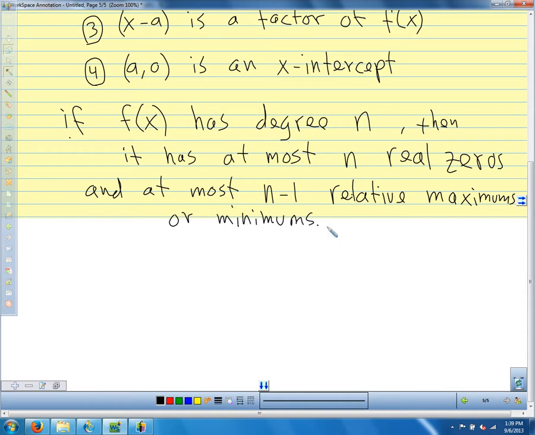A polynomial with degree 3 would have at most 3 real zeros, and it would have at most 2 relative maximum or minimum points. So this gives us an important tool to work with our polynomial functions. All right. Finding zeros of polynomial functions is one of the most important tools that we'll develop in all of algebra. That's an extremely important thing. So that's really a big part of what we're going to focus on in chapter 2, is finding zeros.